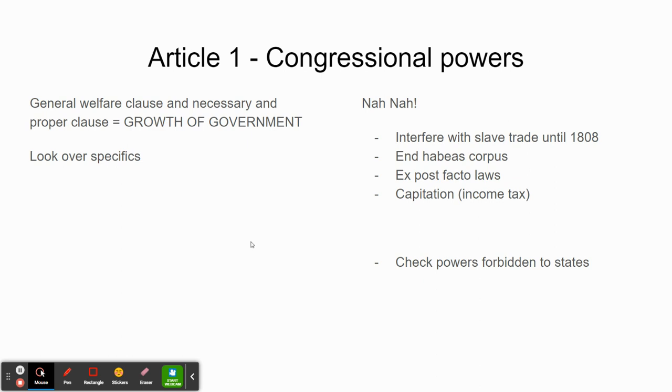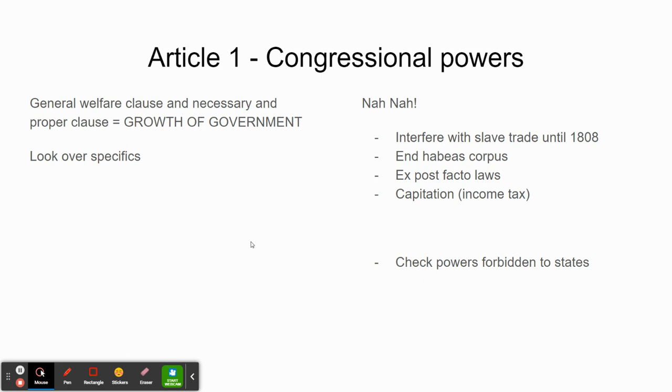But look over the specifics in that long list of what congressional powers are. There are certain things that Congress is not allowed to do. Like interfere with the slave trade until 1808. They can't end habeas corpus. Remember, that's where a person arrested for a crime is told what crime they're being accused of. Congress is not allowed to make any ex post facto law, that is, a law that goes into effect before the law was passed, and no capitation, which is a direct tax on individuals.